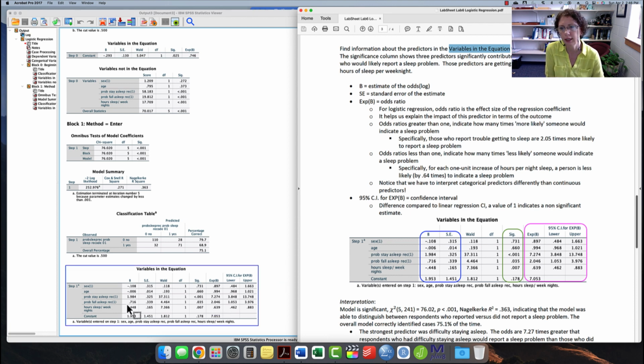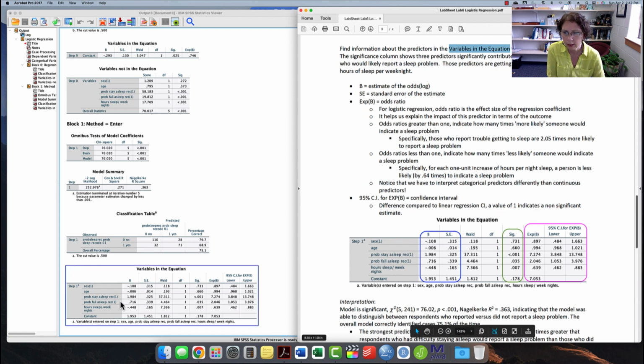So we have the estimate. This is the odds log, the standard error, and then the Wald test is kind of like a t-test that we would have in this same type of table in linear regression. The degrees of freedom, the significance value for each of those predictors, and then the last three columns are the odds ratios themselves. We have the odds ratio and the 95% confidence interval for the odds ratios. So let's take a look at those in more detail.